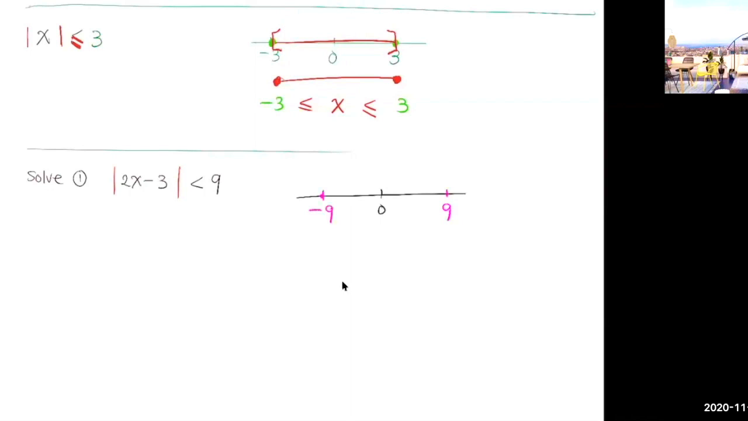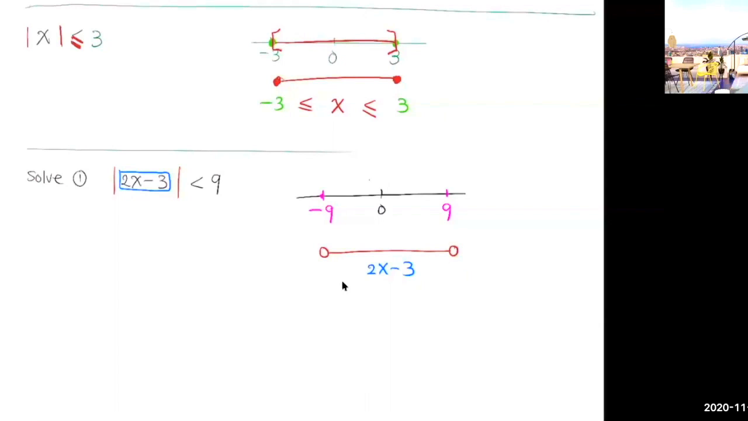So think about this absolute value over here as a package. This package is going to be anything between negative 9 and 9, right? So this 2x minus 3 will represent any number between negative 9 and 9.